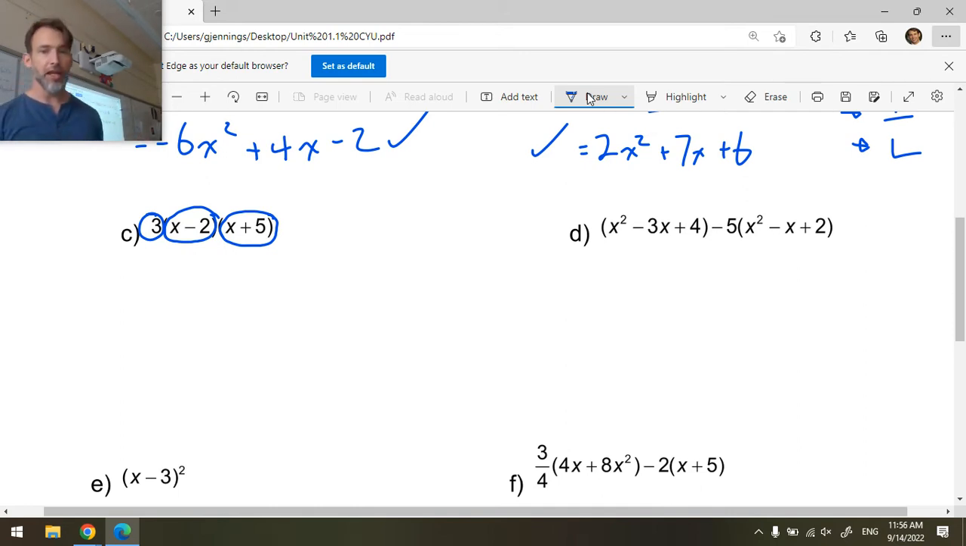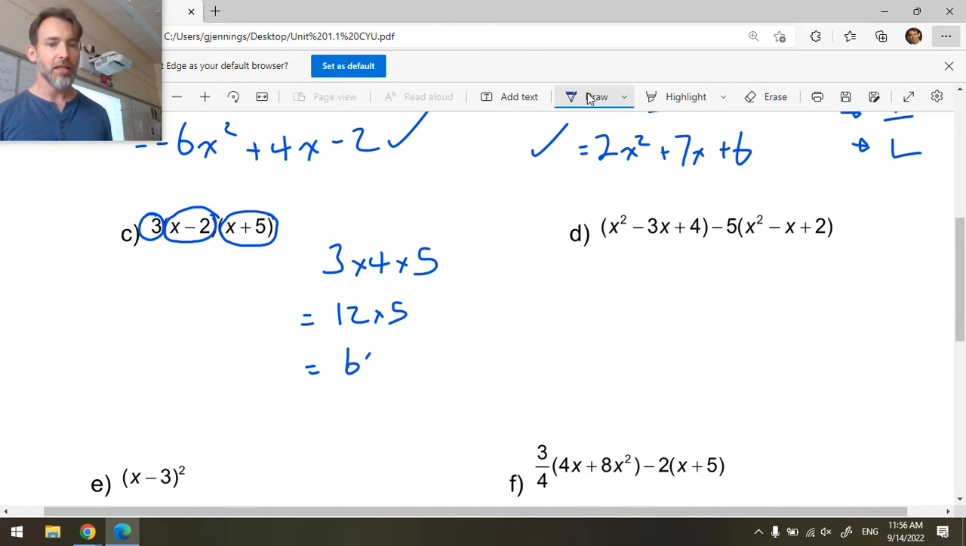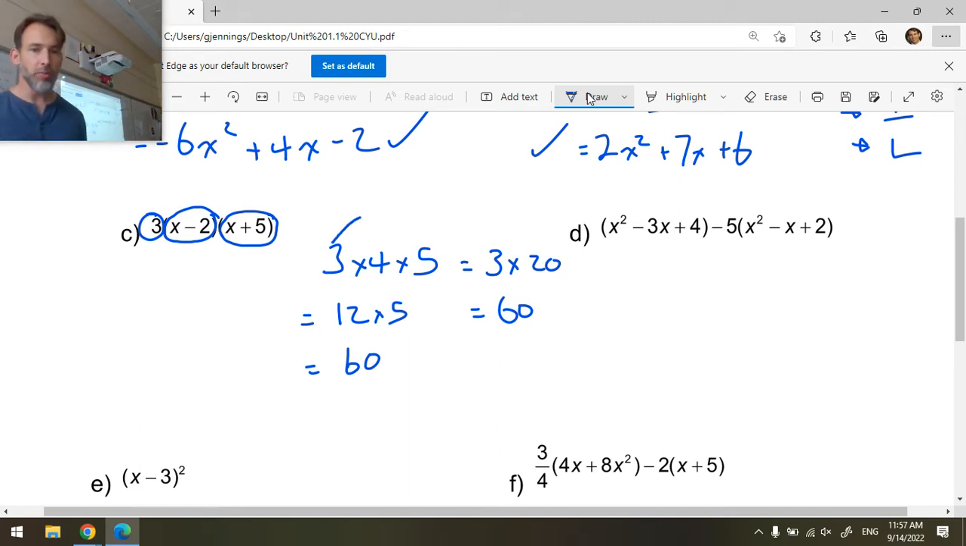If I have a question like 3 times 4 times 5, well, I could do that like this, 12 times 5. Oh, that's 60. No problem. I could also do it like this, 3 times 20. I did the last multiplication first. Oh, that's also 60. Cool. But I don't do it this way. I do not multiply 3 times 4 and 3 times 5. If I do that, I would get 12 times 20.